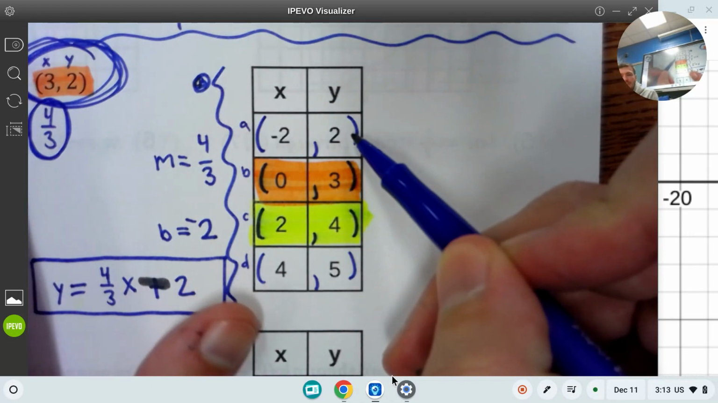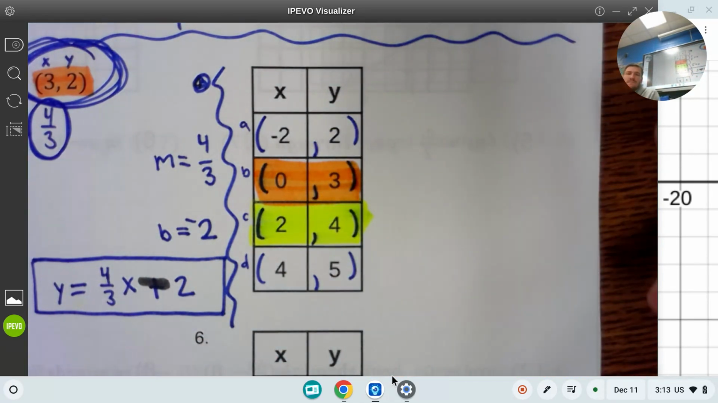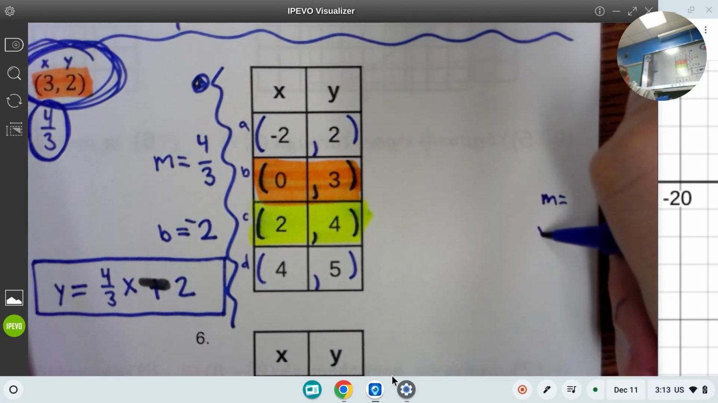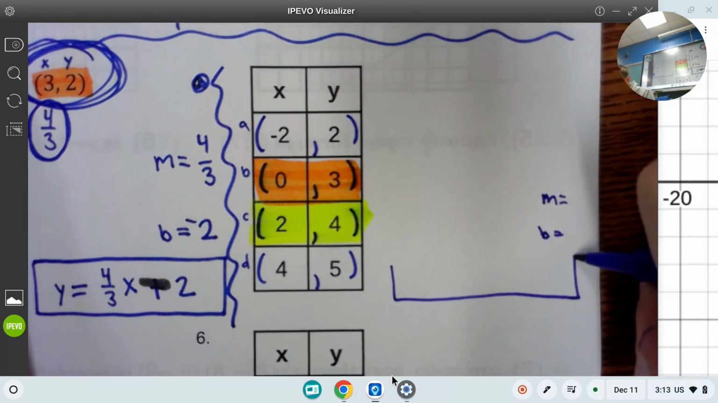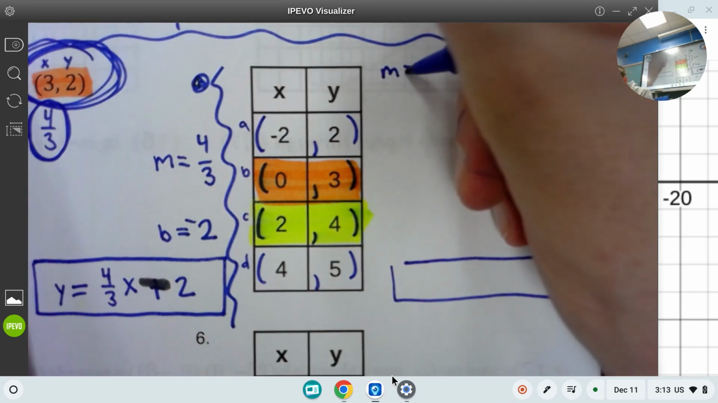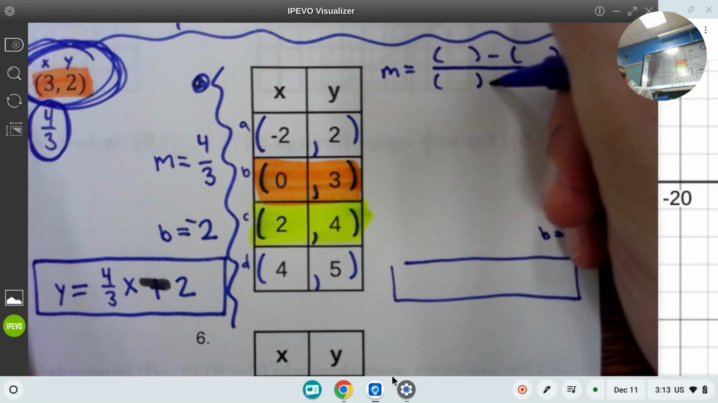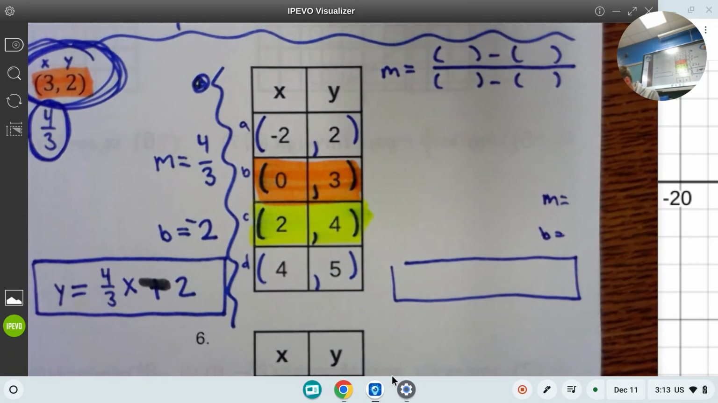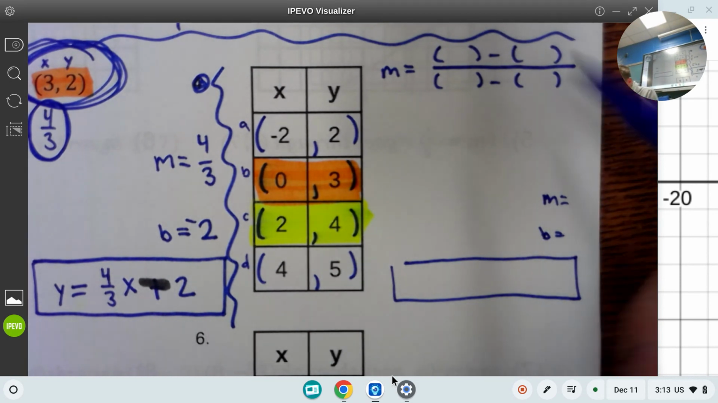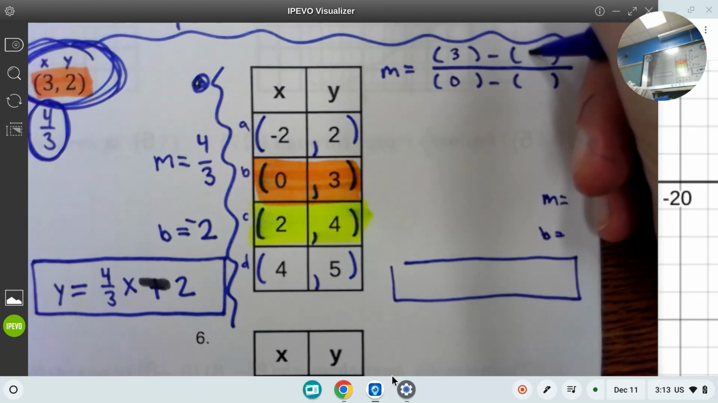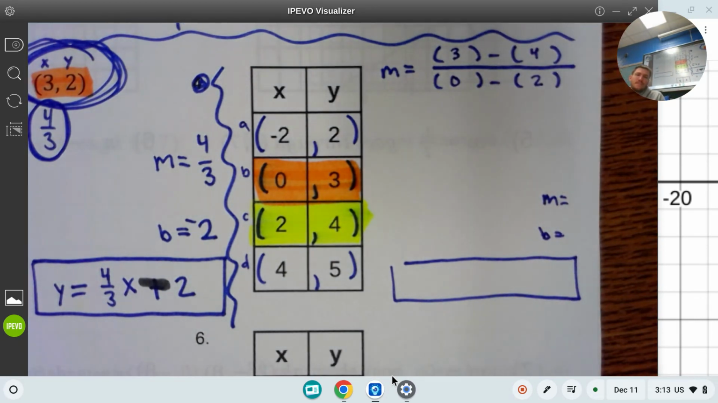Now, these coordinates up here, we don't need them. We're just going to work with these 2. I'm going to need the M, I'm going to need the B, and I'm going to try to write an equation. I'm going to have to start with the slope formula. Parentheses minus parentheses, parentheses minus parentheses. I'm going to look over here, put the y's on top. That's a 3 over 0. That's a 4 over 2. That's just the slope formula. That's just the y's on top.